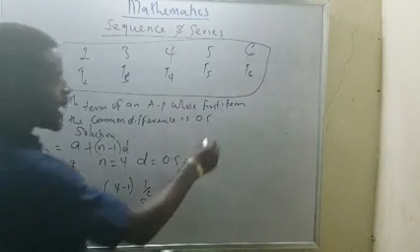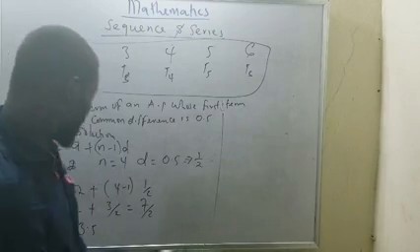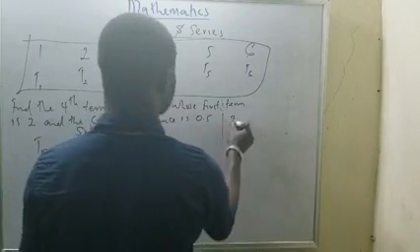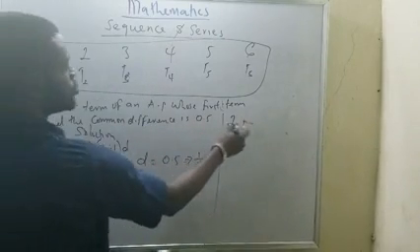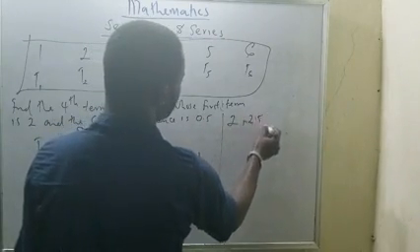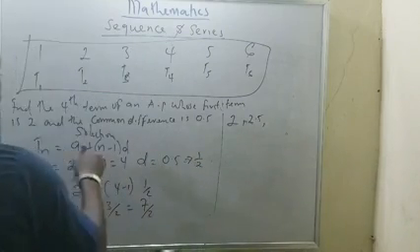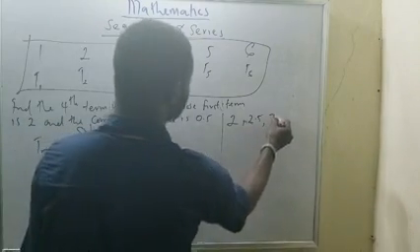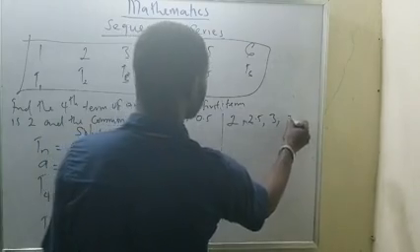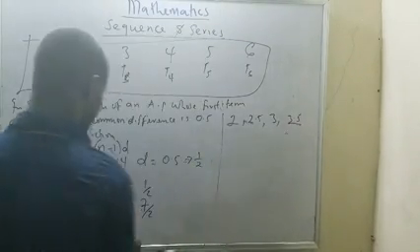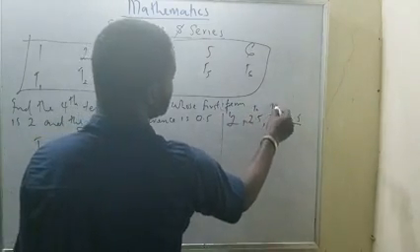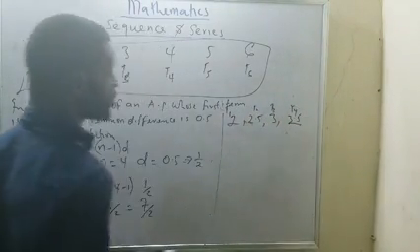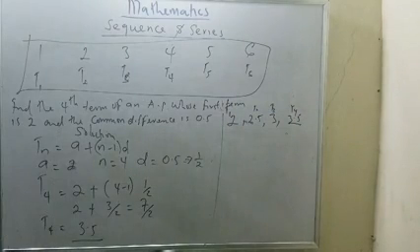Now, how do I check? My first term is 2. My second term: add the common difference to 2, and it is 2.5. My third term will be 3. My fourth term will be 3.5. Can you see my fourth term is 3.5? It means T1, T2, T3, T4. That is all I'm trying to explain there.